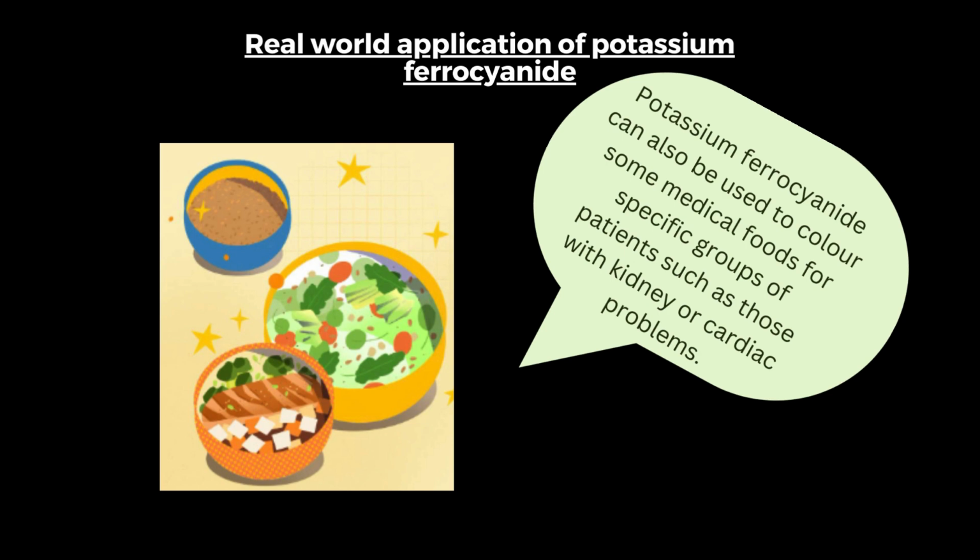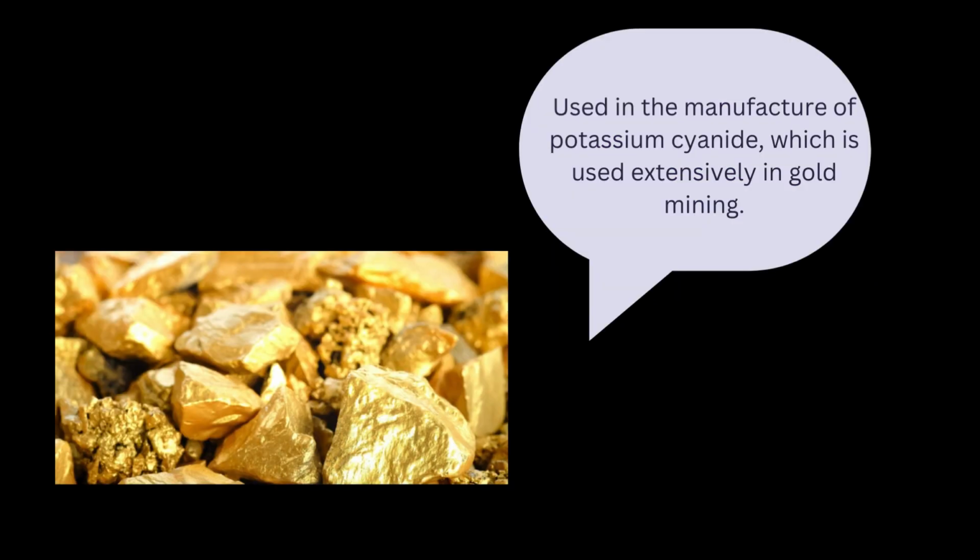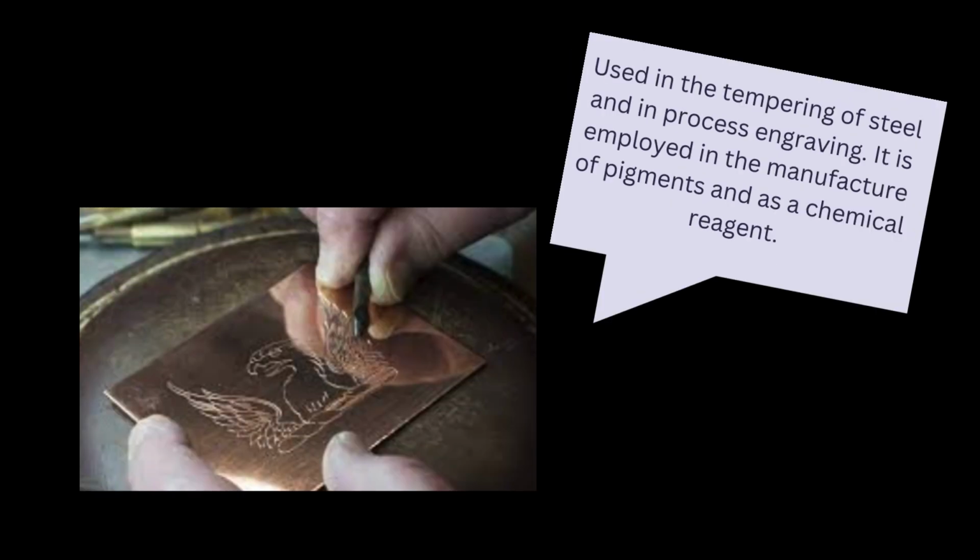Potassium ferrocyanide can be used to color some medical foods for specific groups of patients, such as those with kidney or cardiac problems. It is also used as a colorant in foods and beverage, such as jam, jelly, marmalade, and baking powder. Next, it is used in the manufacture of potassium cyanide, which is used extensively in gold mining. Lastly, it is used in tempering of steel and in process engraving. It is employed in the manufacture of pigments and as a chemical reagent.